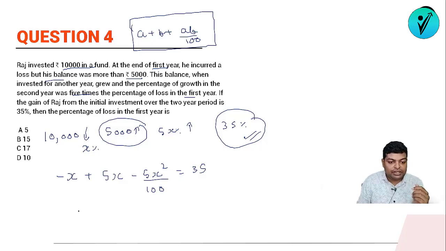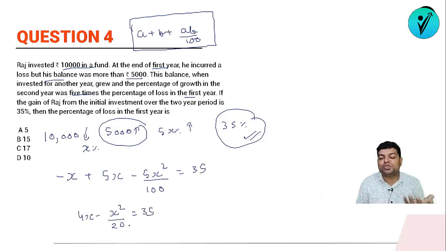Now when you solve it, you'll have 4x minus x square by 20 equals 35. Now you have again one option, make it a quadratic equation or solve it. But making a quadratic equation and solving it is very tedious, I think. इससे ज़्यादा अच्छा मुझे ये लगता है कि अगर मेरे पास options है, why not place the options and see which one is working. So before trying 15 and 17, I'll be trying with easier numbers.